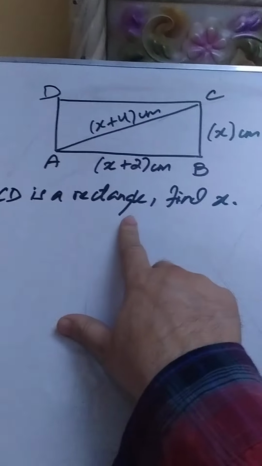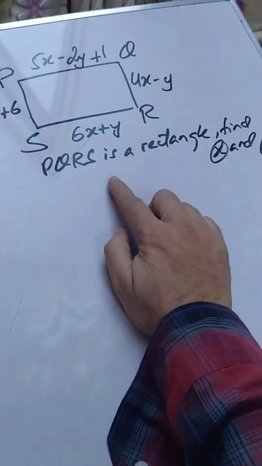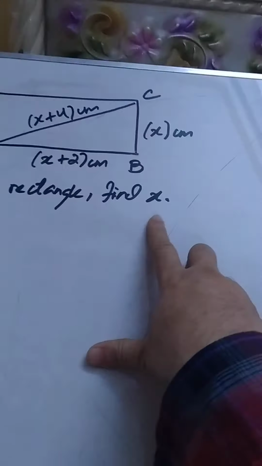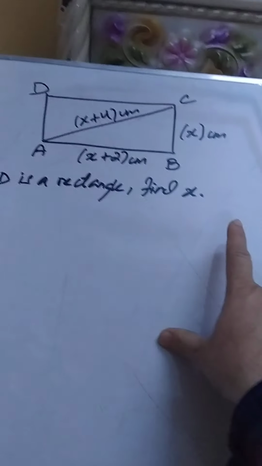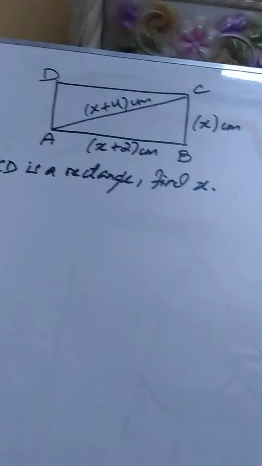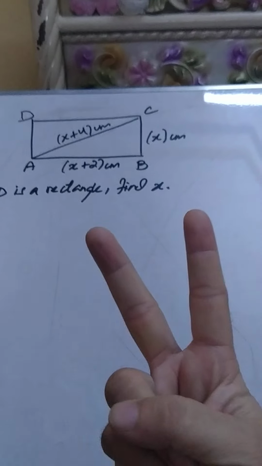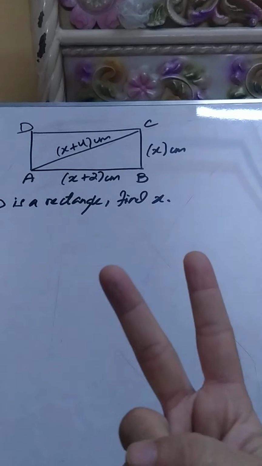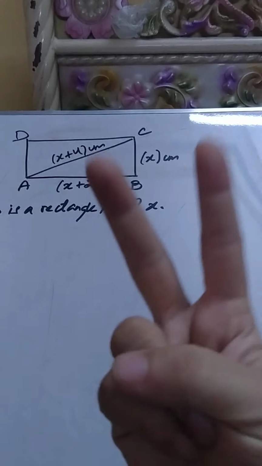He said ABCD is a rectangle. Then this is the first clue. PQR is also a rectangle. So guys, how will we know? He said find x in this diagram, and in this diagram he said find x and y. So guys, we know what simultaneous linear equation is. Simultaneous linear means when we are finding two variables at the same time. To find two variables we need two equations.